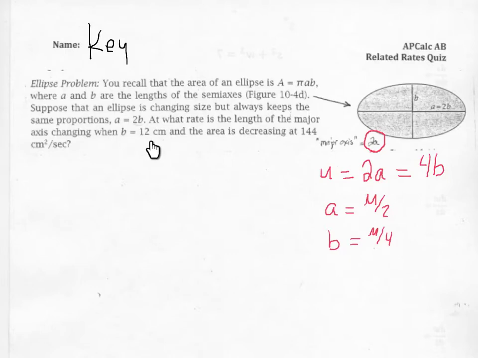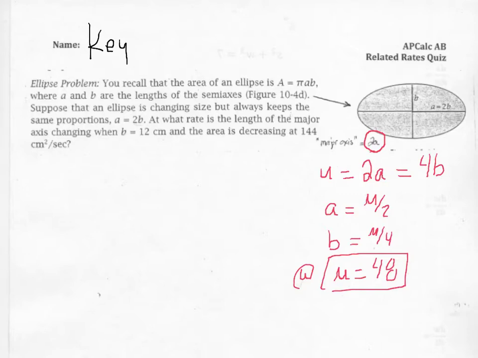And if b is equal to 12, then that would mean u would be 4 times 12. So I'll make a little note for myself over here that what we're interested in is the point where u is equal to 48. So this whole problem revolves around when it is that u, the major axis, is equal to 48.